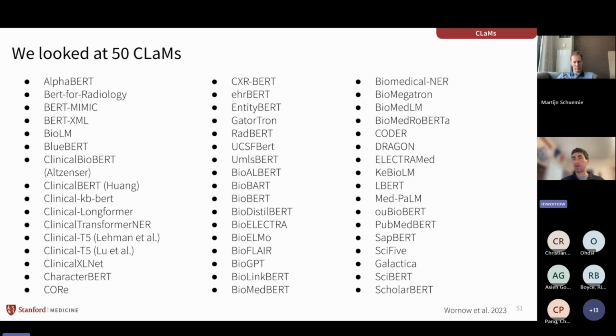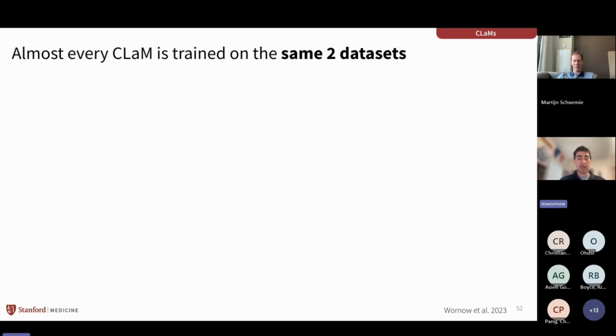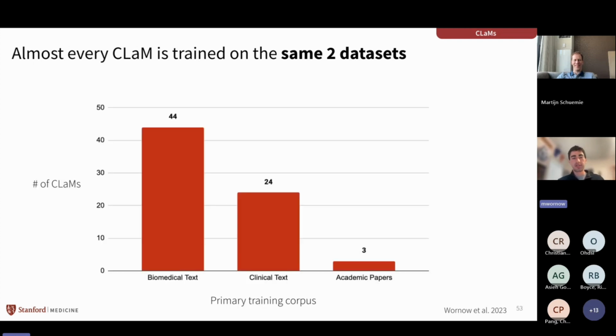In this paper, we looked at about, I think, 50 of these that were published, and came up with a few interesting insights. The first major insight is that pretty much all these large language models for healthcare applications are trained on the same 2 data sets, right? So there's this false diversity. It's not like there's really 50 different models. Really there's a handful of different models, right?